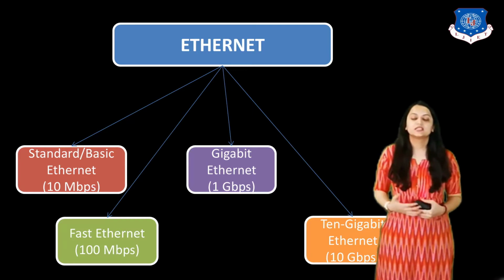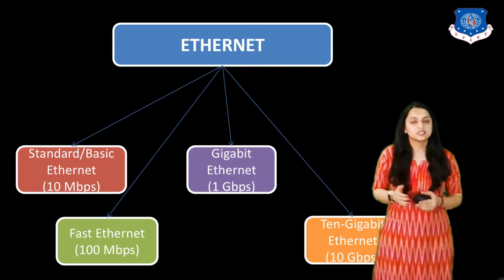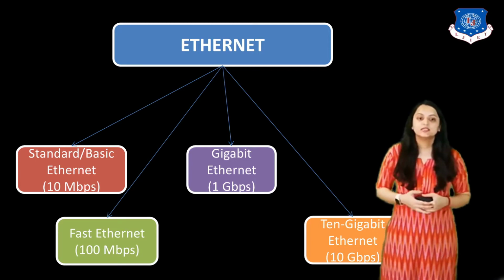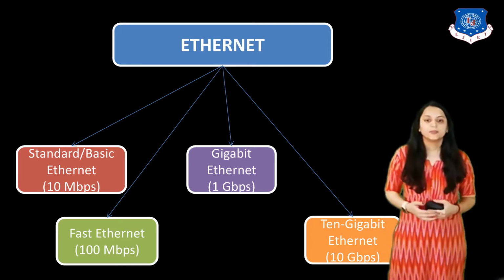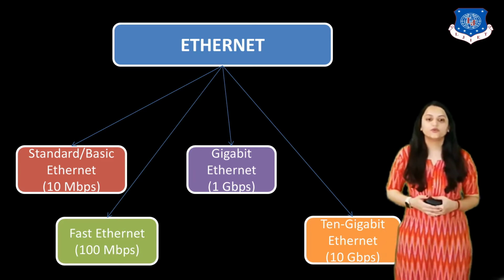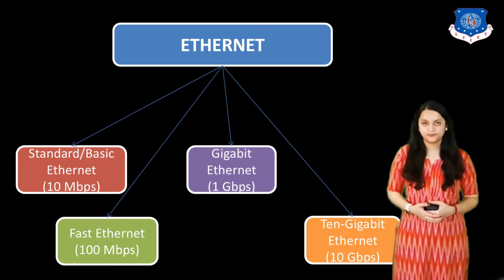So basically Ethernet is classified into 4 types based on the speed criteria. First one is standard or basic Ethernet. Second one is fast Ethernet. Third one is gigabit Ethernet, and the fourth one is 10 gigabit Ethernet.